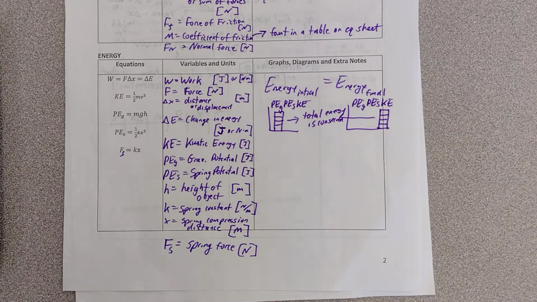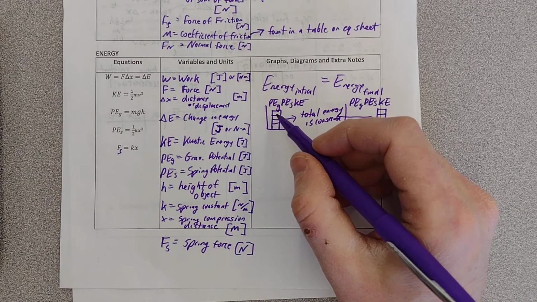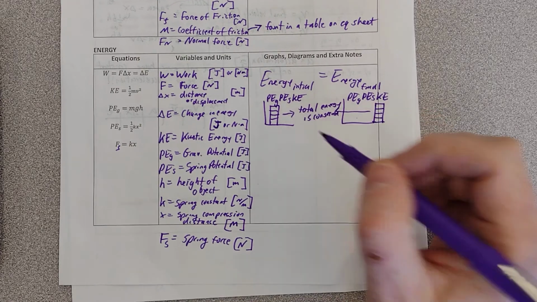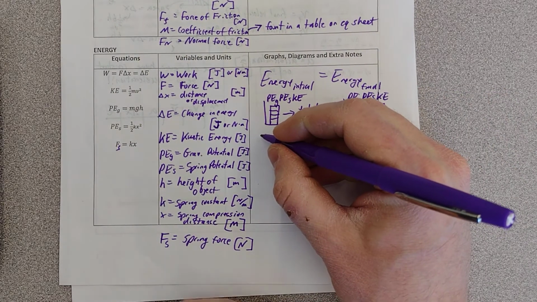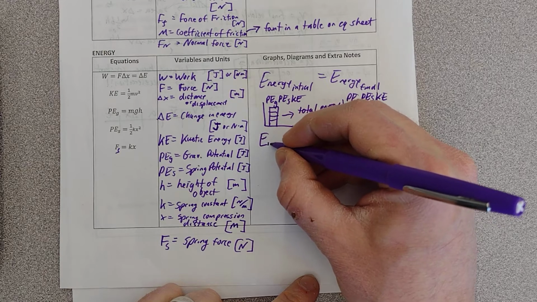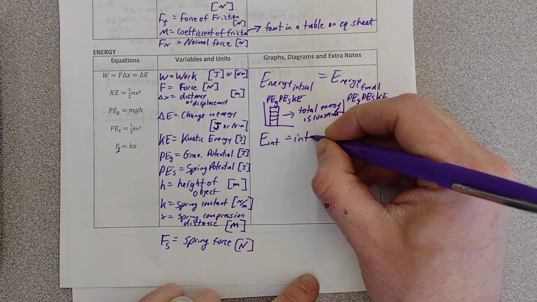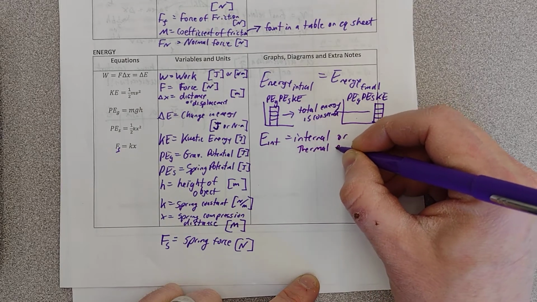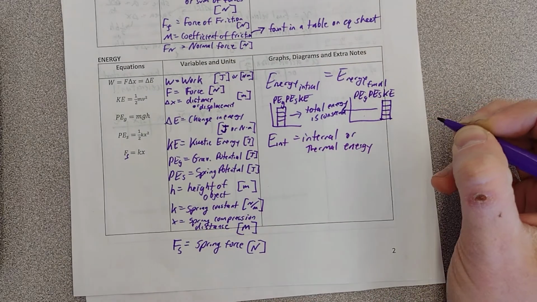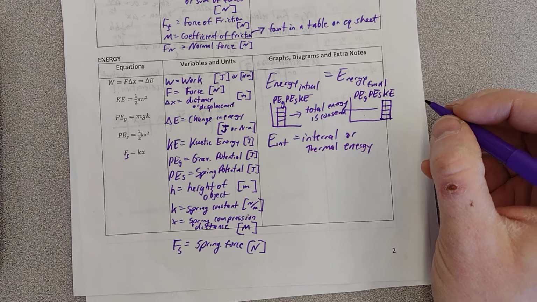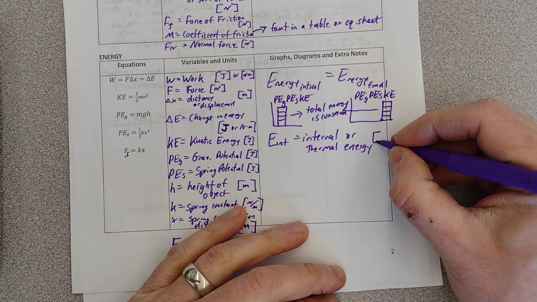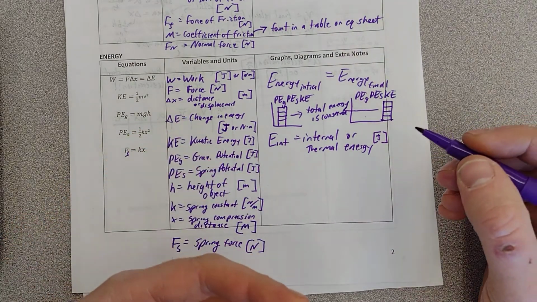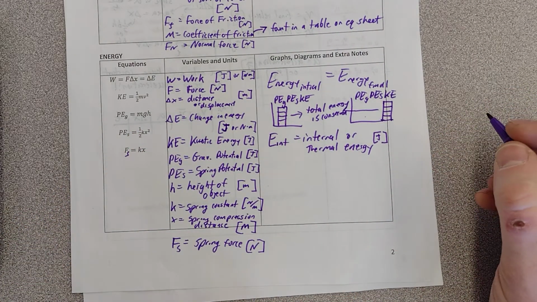When something's off the ground, it has gravitational energy. Once there's a spring, there's spring energy, if it's compressed. When something's moving, it has kinetic. One thing that's not shown here is E internal, which is internal or thermal energy. Very important. That is also in joules. It's caused by friction, work done by friction, air drag, that sort of thing.